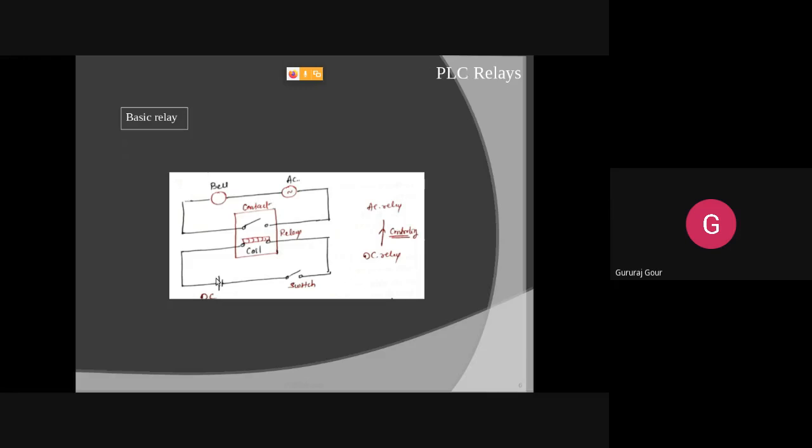If you look at this one, we have the DC battery here. Two coils are there, the top one and the bottom one. The bottom one is energized by the DC source with the switch, and the relay is there in the form of the coil that is closed now. And now it is coupled with the top loop here. It has an AC source and a bell, having some contact that is open. So that is an AC relay.